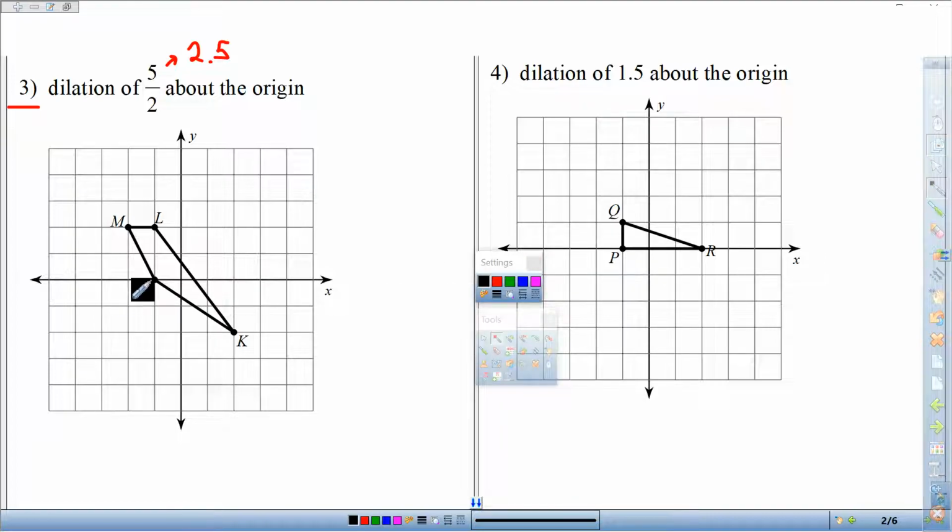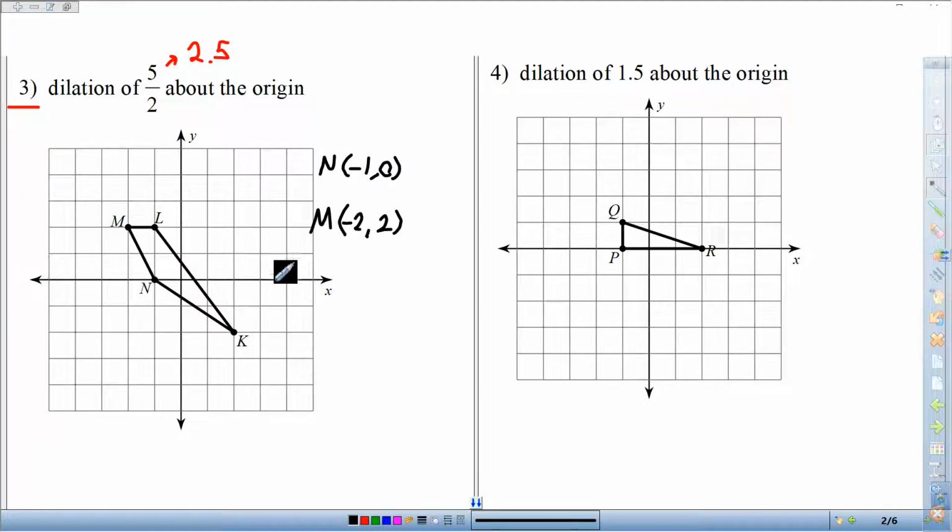So let's start with N. N's at -1, 0. M is at -2, 2. L is at -1, 2, and K is at 2, -2. If you still struggle with finding the coordinates of points, please talk to me. I can really lay it out for you and it'll make a lot more sense.